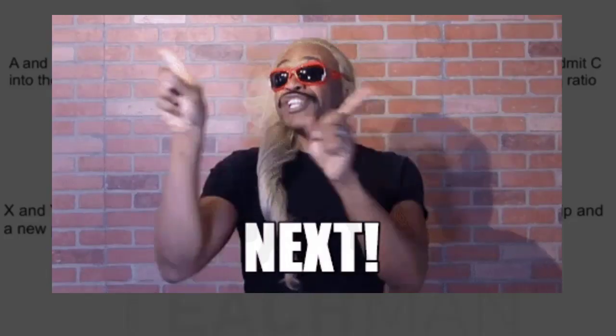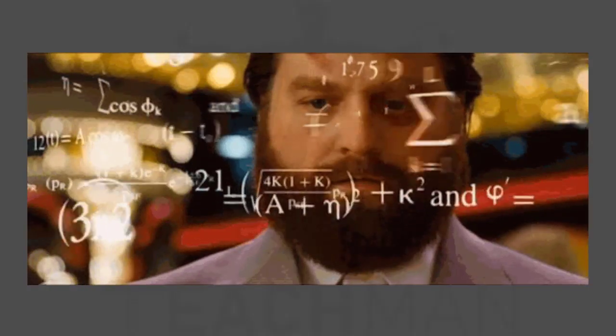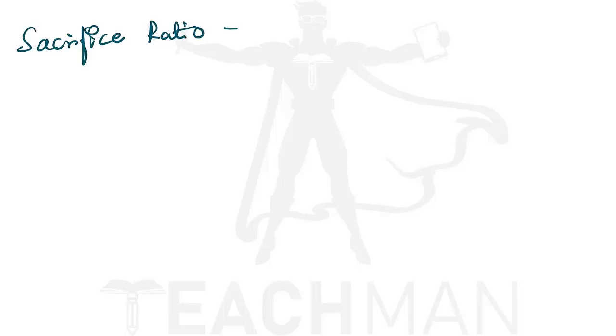The next question is based on sacrifice ratio. So the question is, A and B are partners sharing profits in the ratio of 5:3. They admit C into partnership and the new profit sharing ratio is 4:2:1. We have to calculate the sacrifice ratio. So what is the formula of sacrifice ratio? Sacrifice ratio is equal to old ratio minus the new ratio.